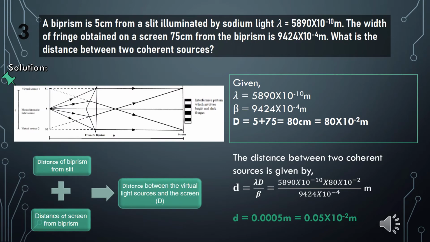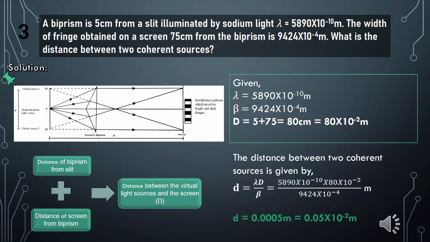Problem number 3. In this problem, we need to determine the distance between the two coherent sources. The biprism is at a distance of 5 cm from the sources, and the screen is at a distance of 75 cm from the biprism. Therefore, the total distance between the sources and the screen, capital D, is equal to 5 plus 75, that is equal to 80 cm, which is equal to 80 into 10 raised to minus 2 meter.